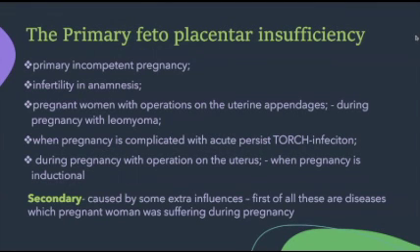For primary fetoplacental insufficiency, the risk group usually includes women with a history of infertility, pregnant women with operations on the uterus, when pregnancy is complicated by acute or persistent TORCH infections, and when pregnancy is induced. So these women are at high risk of primary fetoplacental insufficiency.